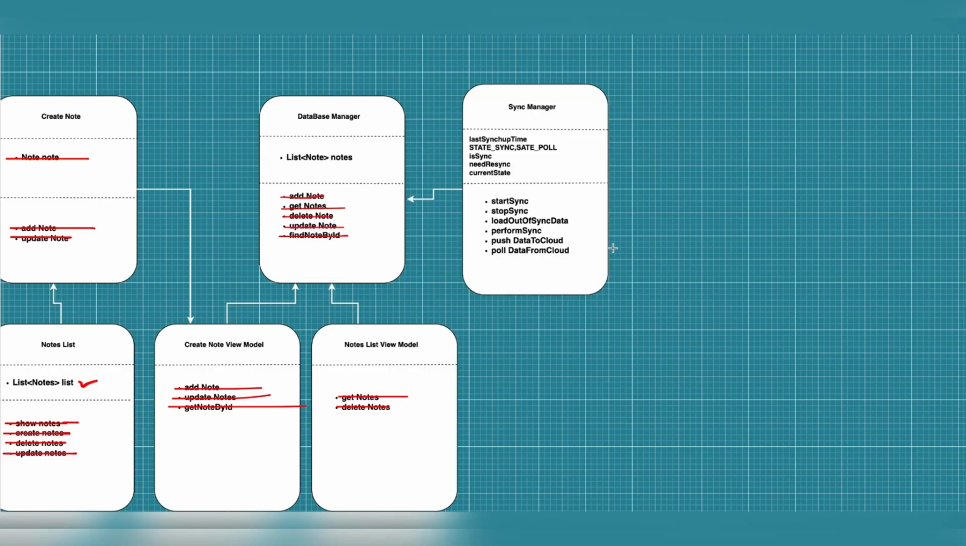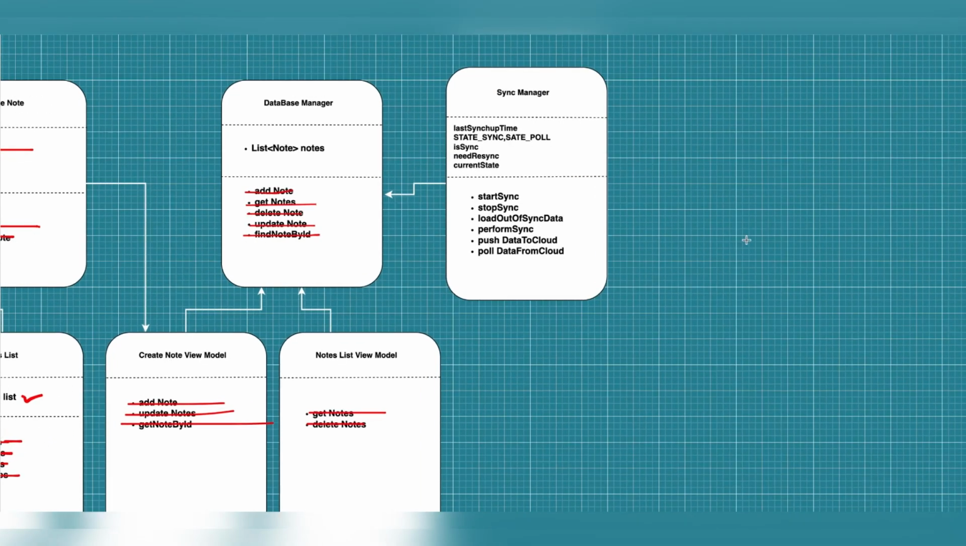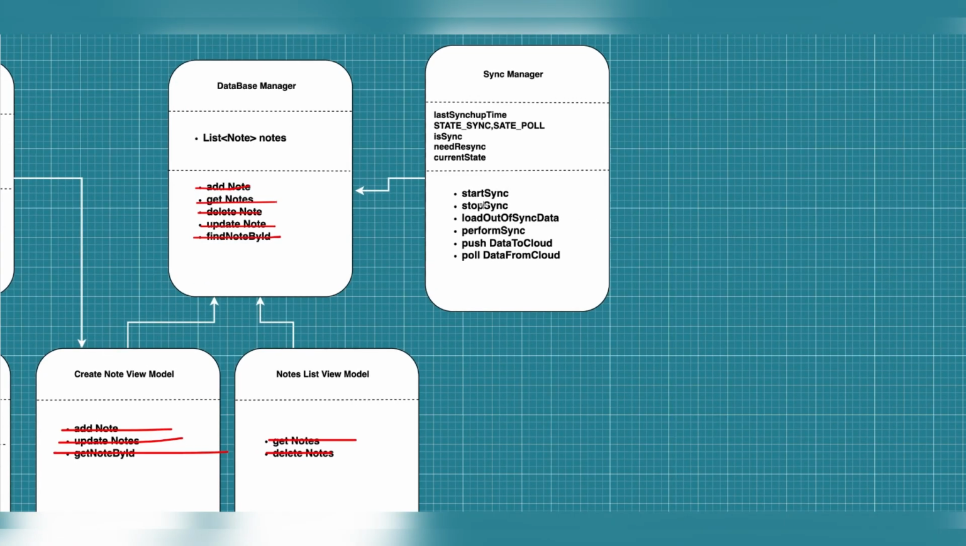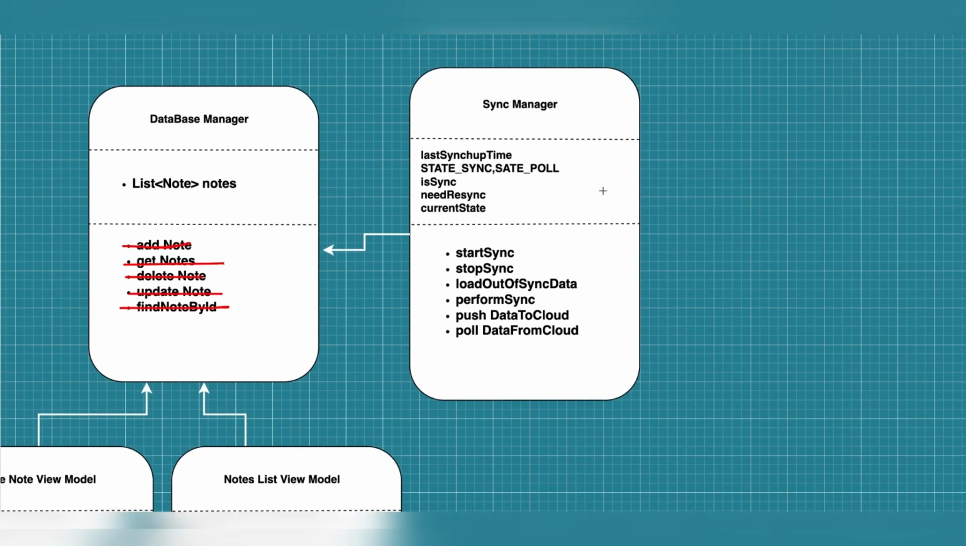Next we get a really important component in our entire ecosystem, the sync manager. The sync manager starts running as soon as the application launches. Its main job is to find any outdated data in the database and push it to the cloud. It also polls for new data. So for example, if a user logs in from another device or someone else updates the same note, the sync manager makes sure everything stays up to date.